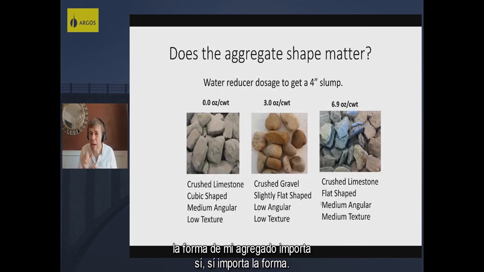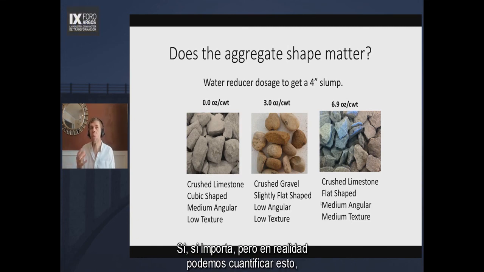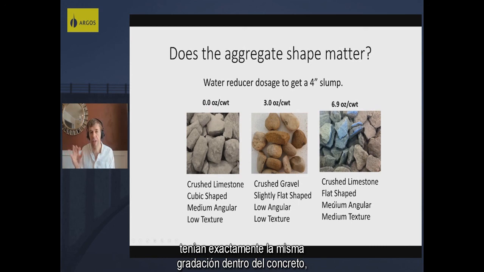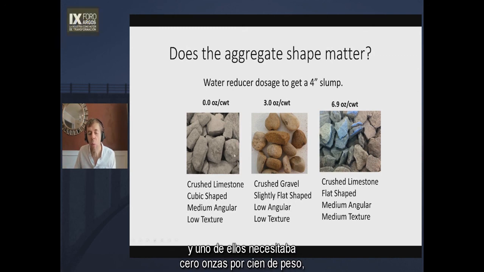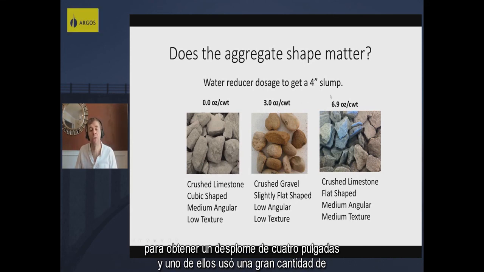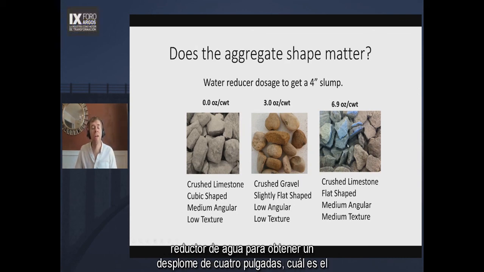So now, does the shape of my aggregate matter? Yes, it does. The shape matters, but we can actually quantify this. So what we did is we sieved these aggregates to have the exact same gradation inside concrete. So the size distribution was exactly the same. And one of them needed 0 ounces per hundredweight, no water reducer, to get a 4-inch slump. One of them needed 3 ounces per hundredweight, a little bit of water reducer, to get a 4-inch slump. And one of them used a high amount of water reducer to get a 4-inch slump.